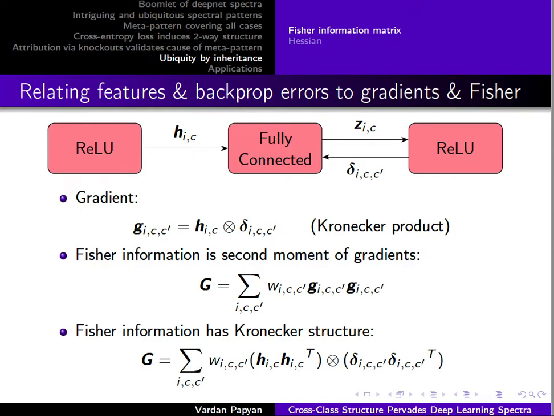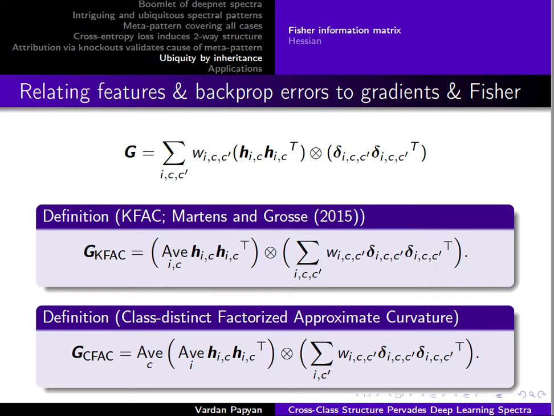And so what this means is that there is a very clear relationship between the features H, the backpropagated errors delta, and the Fisher information G. And we would like to make this relation more explicit. How can we make that relation more explicit? So here's one suggestion. Imagine that we just assume that the features and the backpropagated errors are independent. And so you can just take this summation and decompose it into the Kronecker of two independent summations.